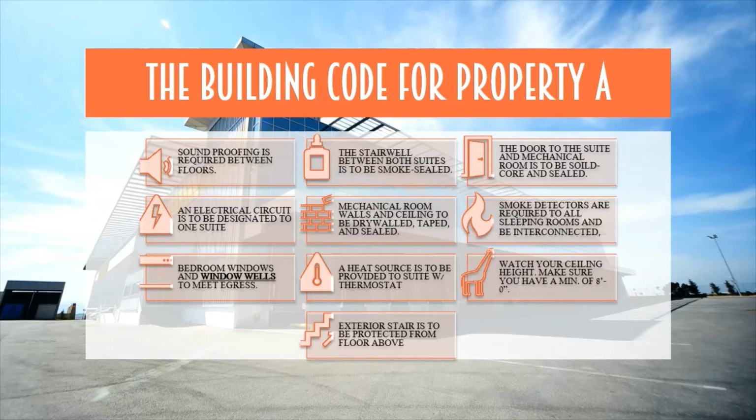What we're creating is a smoke sealed room. To continue that, the door that leads into the suite has to be a solid core wood door with weather stripping around the slab of the door, and that provides a smoke seal as well, therefore containing our smoke sealed area. Next, we have to think about the electrical panel.